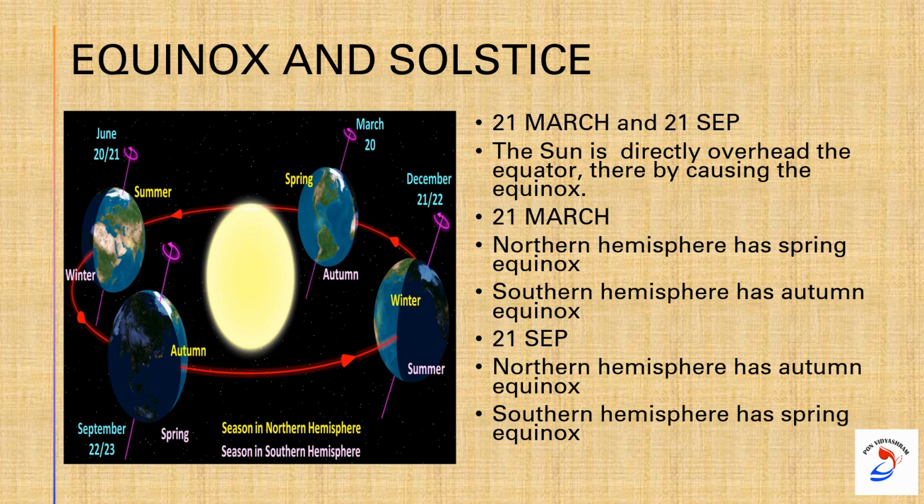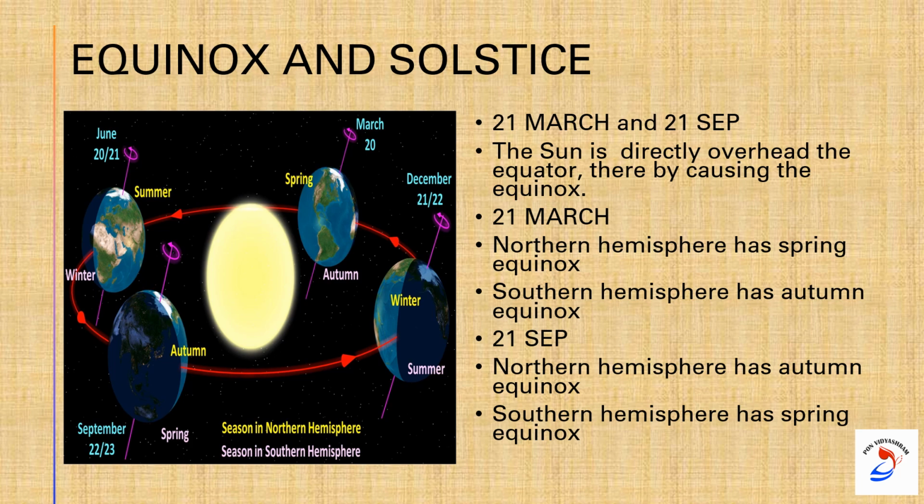Okay, and the sun is directly overhead the equator, thereby causing the equinox. Sun rays fall directly on the equator, so this causes the equinox. These places will have a high temperature. Due to this, other parts of the earth will have a mild climate.